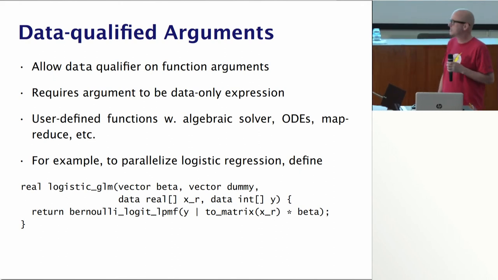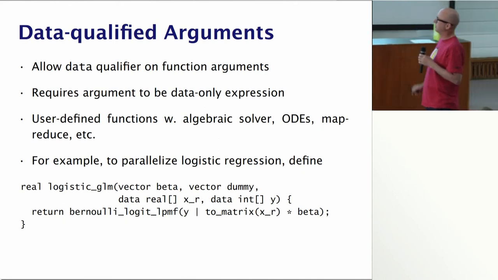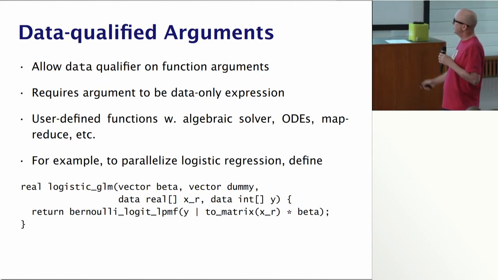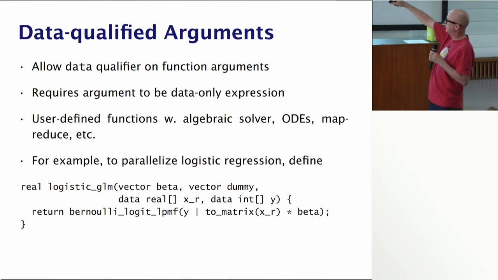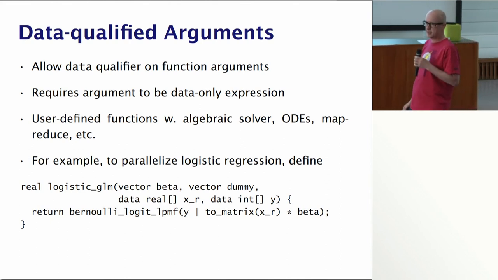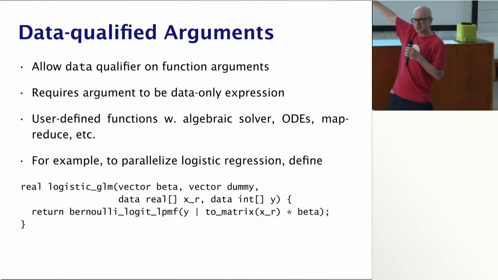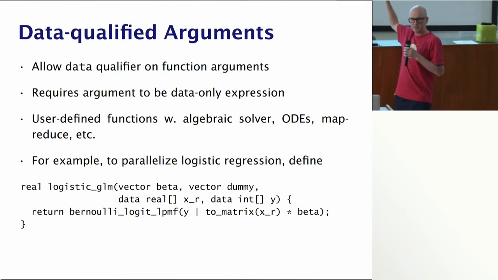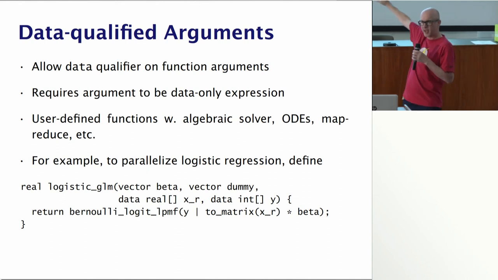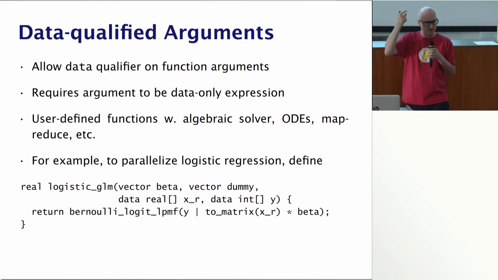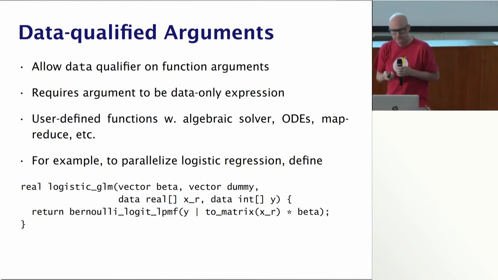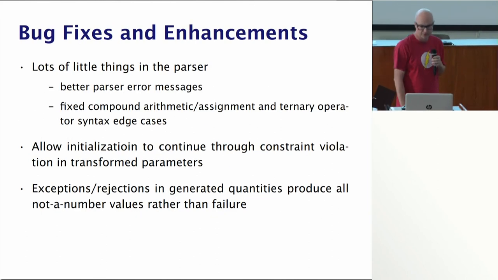So you'll be able to write something like this logistic GLM function, and you'll be able to specify that there's real data for the predictors, integer data for the outcomes. This is the kind of function, right? This is the way you'd write a function to actually be a map function. So this would be the function you'd need to write to parallelize logistic regression. Thought I'd kill two birds with one stone there.